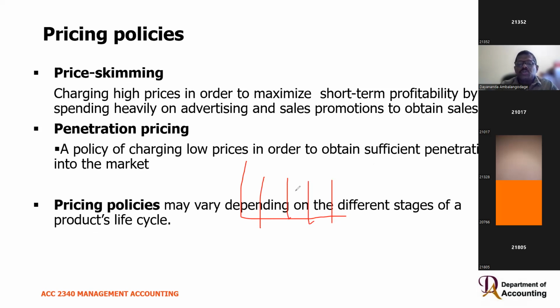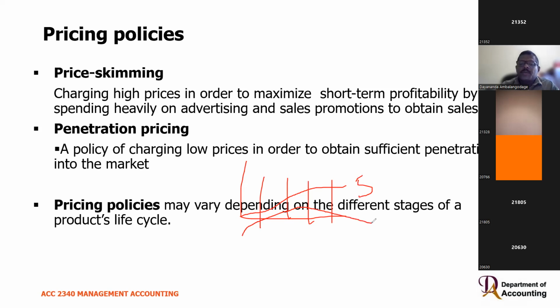Introduction, growth, maturity, decline. Your sales would be something like this. Sales. Profit line would be something like this. So the pricing policy, whether it is price skimming or penetration, will depend on where you are.